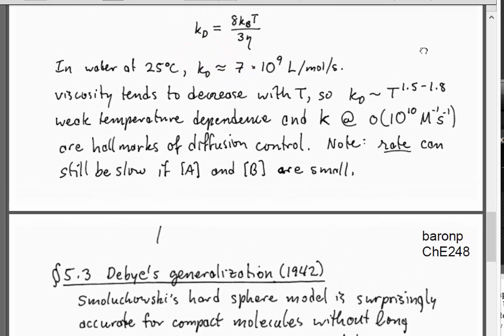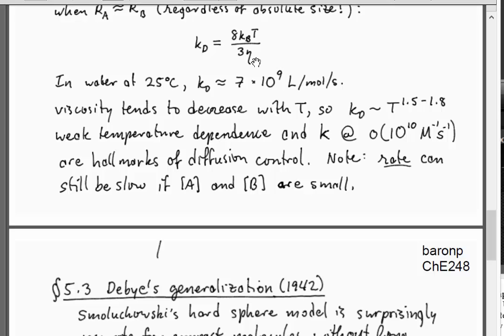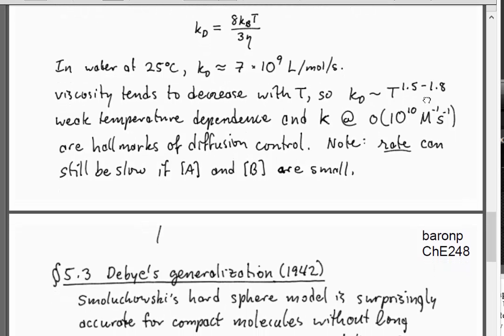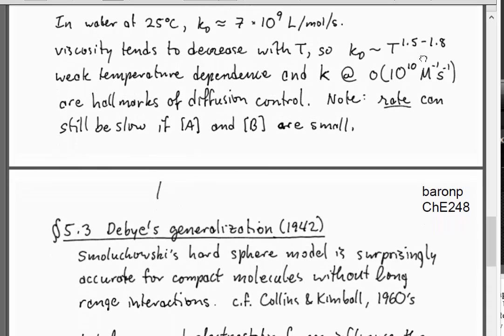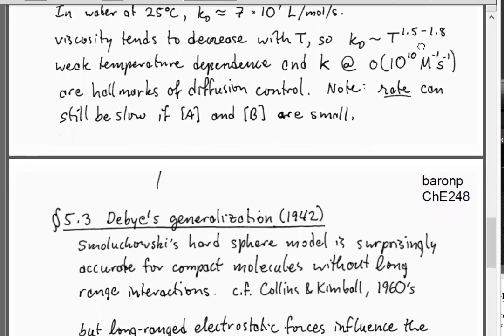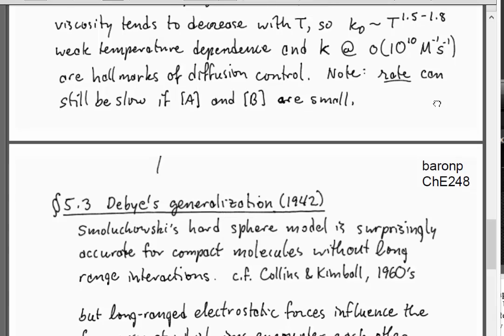It's also important to keep in mind that the viscosity can have some temperature dependence, but usually that gives an overall temperature dependence in the diffusion-controlled rate constant of about T to the 1.75. So this is a weak temperature dependence compared to, for example, an Arrhenius law, and that's another one of the signatures of a diffusion-controlled rate process.